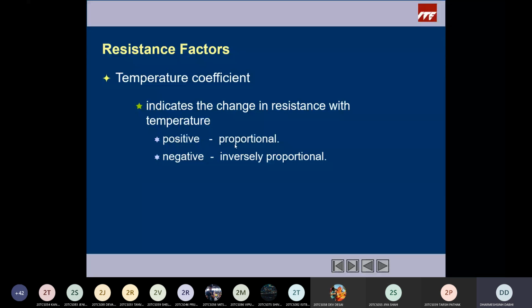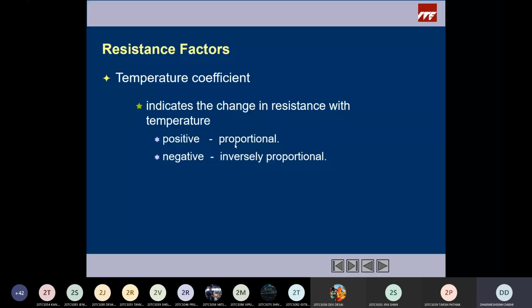What is the meaning of positive temperature coefficient and negative temperature coefficient? The temperature coefficient means it changes the physical properties associated with the resistance. What is the physical property? There are two properties, length and area. So change the length or area by changing the temperature.